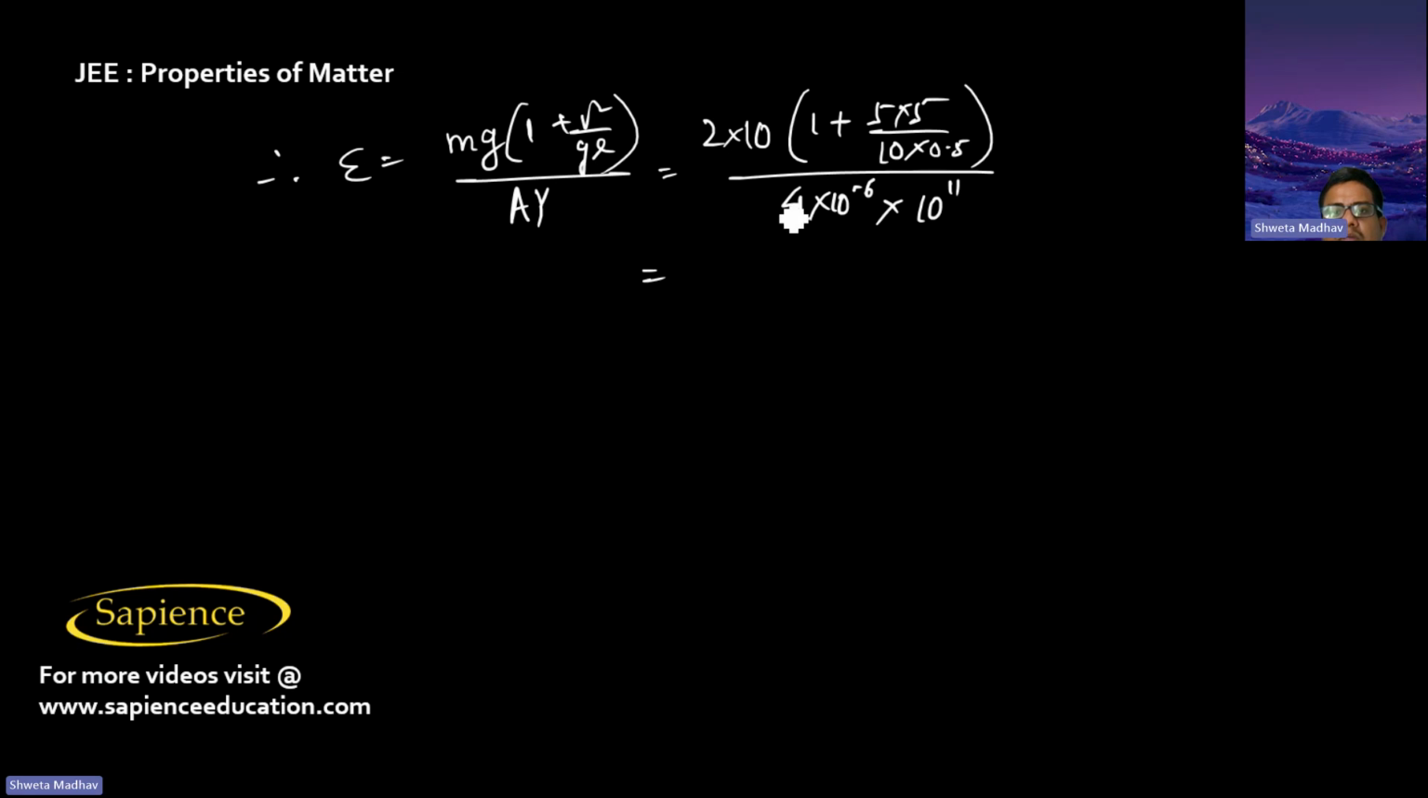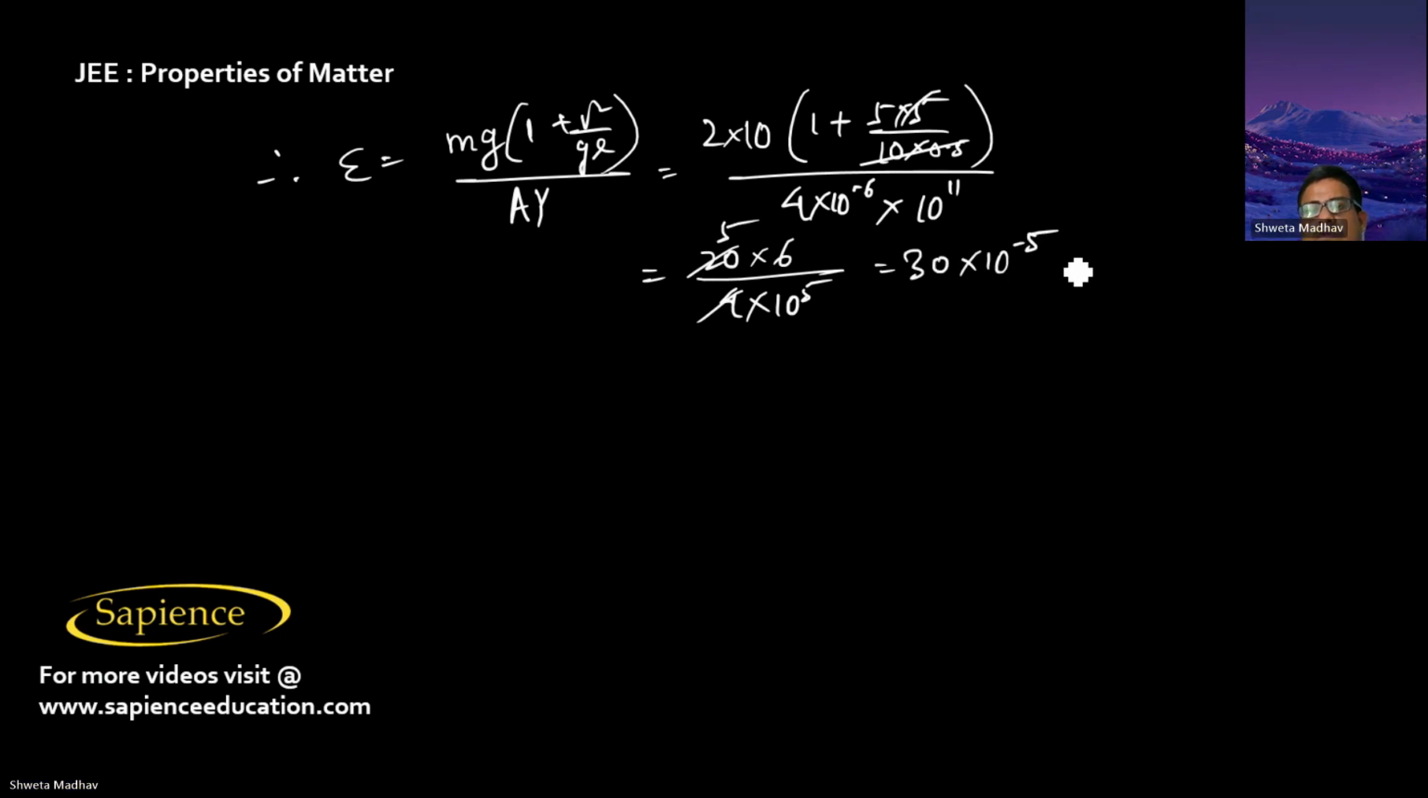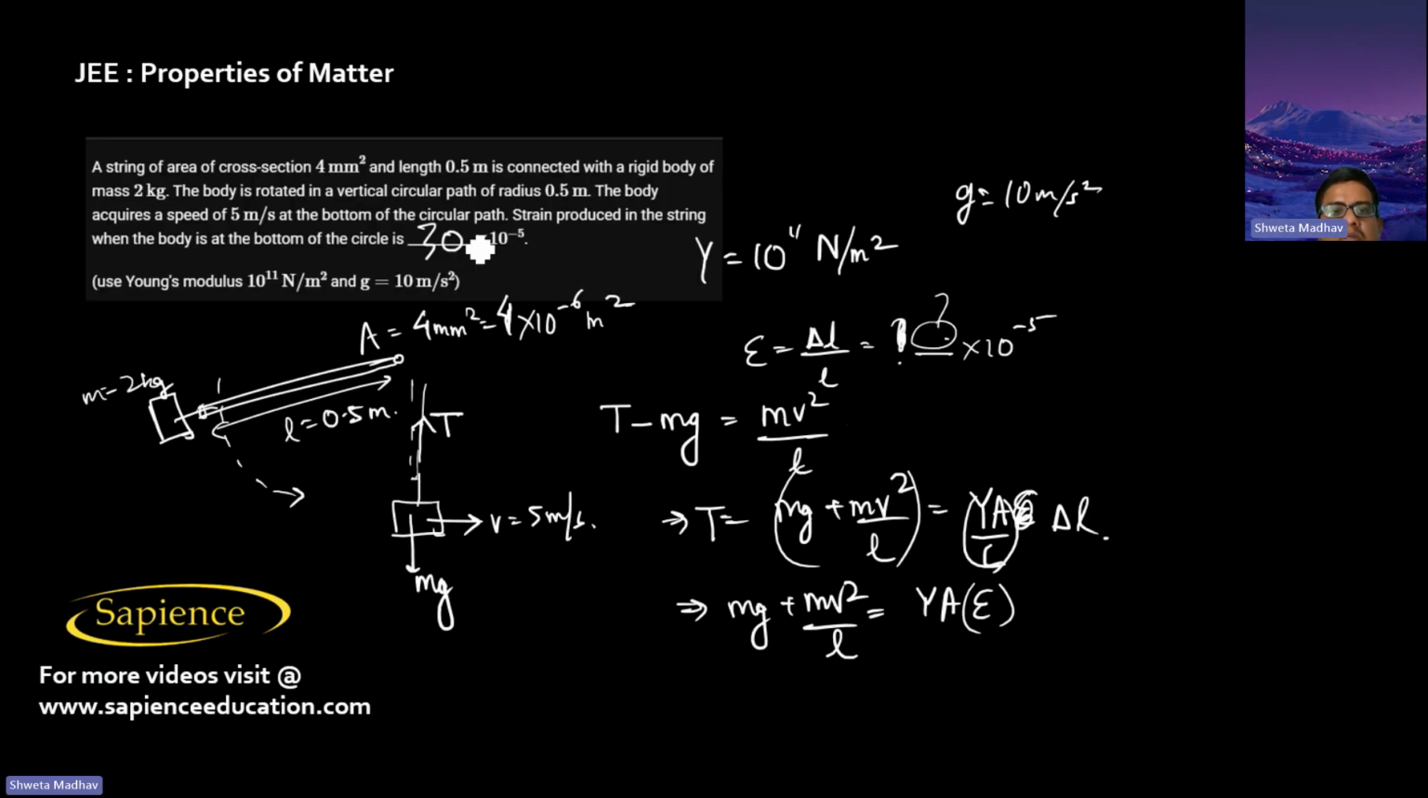So this will be 20 into, will be 5 only, 5 will cancel, so 1 plus 5 is 6. 20 into 6 by 4 into 10 power 11 minus 6, that is 5. 4 5s are 20, so this is 30 into 10 power minus 5. So therefore this answer will be 30. That is the answer.